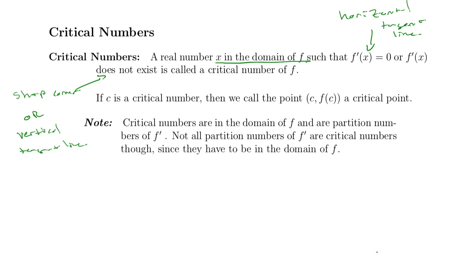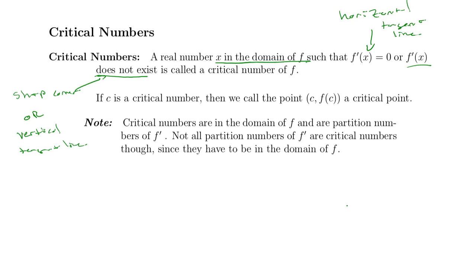The function won't exist at that point. If there's a vertical asymptote at x equals 1, for instance, f of 1 won't exist. The function does not exist at that point. But notice also the derivative won't exist. So f prime won't exist there. It's not a sharp corner or vertical tangent line. It's because our function doesn't exist. We've got some discontinuity going on there, all that kind of stuff.